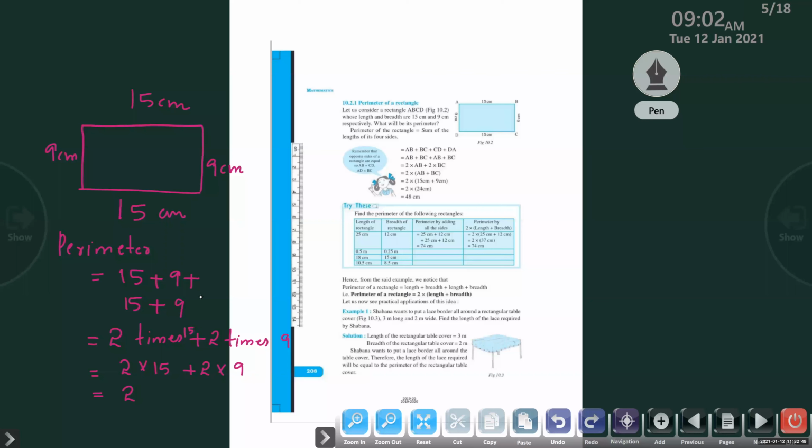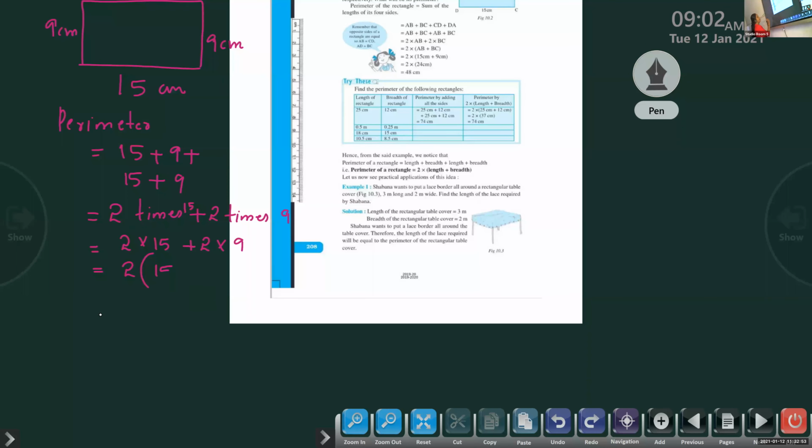Yes, ma'am. So here, this 2 into, what is 15? 15 is its length. Okay? And 9 is its breadth. Okay, children? Yes, ma'am. 15 is its length and 9 is its breadth. So what is the formula for perimeter? Perimeter equal to 2 into L plus B. You know this? Yes, ma'am. So this is the formula for perimeter, 2 into L plus B. I think you have already studied this in 5th standard. Isn't it? Yes, ma'am.